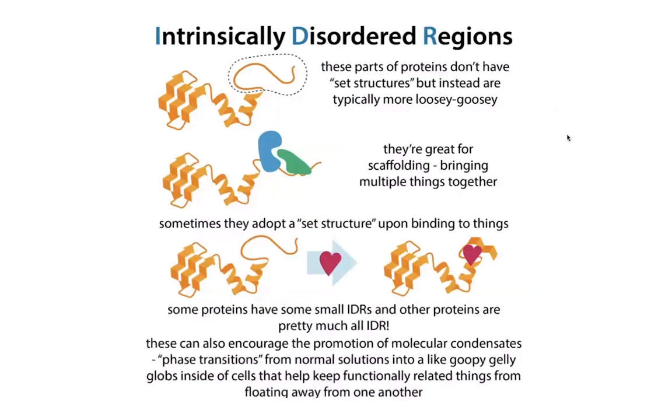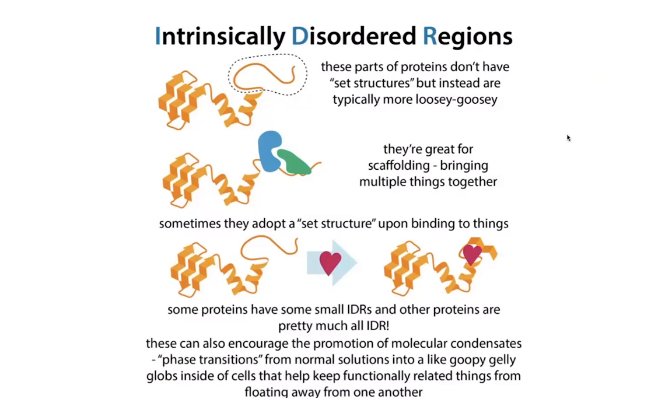And although we've been talking about all these secondary structures, it's also important to realize that not all regions of a protein actually have a defined secondary structure. There are things called IDRs, or intrinsically disordered regions. These could be just a small part of a protein, or most of the protein in some cases. They don't really have set structures. They're more loosey-goosey, but that doesn't mean they're not important. They can serve great roles in scaffolding by bringing multiple things together. Sometimes they actually adopt a set secondary structure once they bind things.